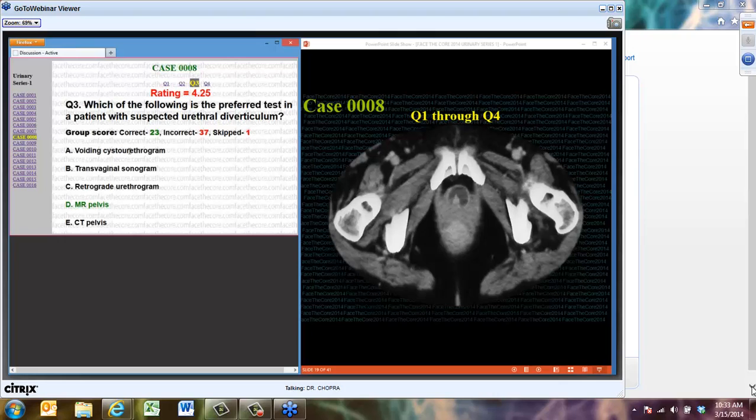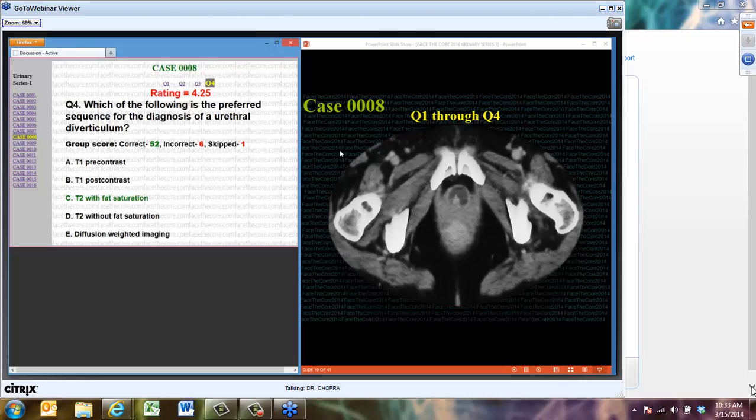Voiding cystourethrogram is not going to help because a lot of times it will not fill with the contrast. Transvaginal sonogram is of no use. Retrograde urethrogram, again, does not fill. There used to be a double balloon urethrogram where you inflated 2 balloons, one in the urinary bladder and the other outside, to seal the urethra to increase the pressure enough. But that also is not done nowadays because MR pelvis has a very high sensitivity for this. Which of the following is the preferred sequence for the diagnosis? And like I said, it is T2 with fat saturation, because what you're looking for is the fluid collection.